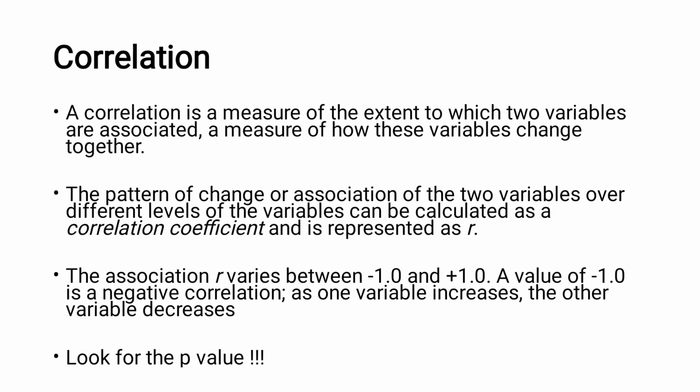Either they have direct relation or inverse relation. If one variable is going to increase, second variables will automatically increase with that. So these will measure the variable change together, and the pattern of change or association of the two variables known as correlation coefficient, that is represented by small r.